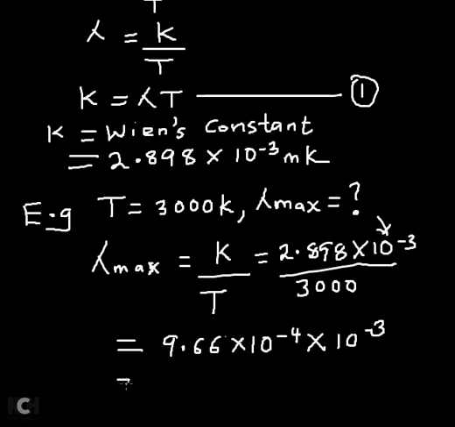So the maximum wavelength is going to be equal to 9.66 times 10 raised to the power of minus 4 minus 3, which will give me minus 7. 10 raised to the power of minus 7. And of course, wavelength is always measured in meters. So please take note of that. All right, so I'm going to proceed.